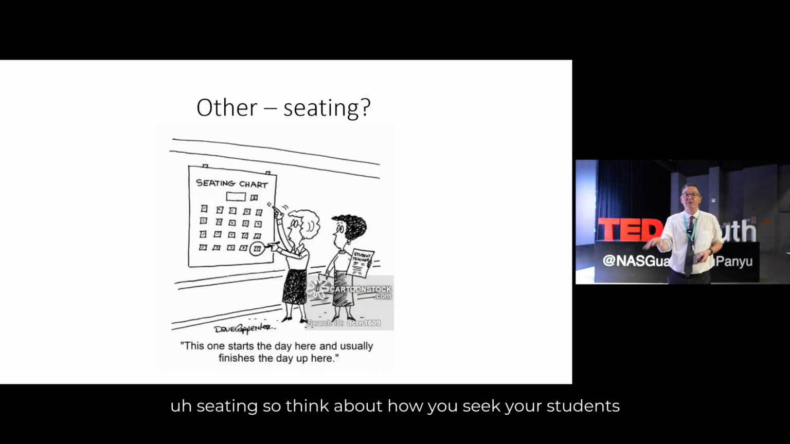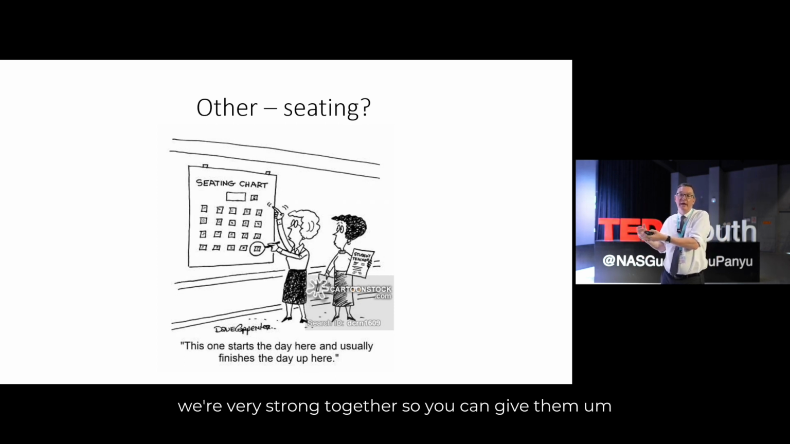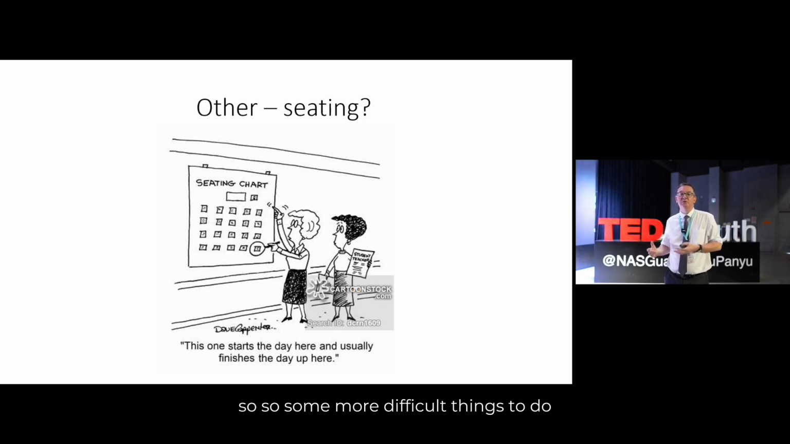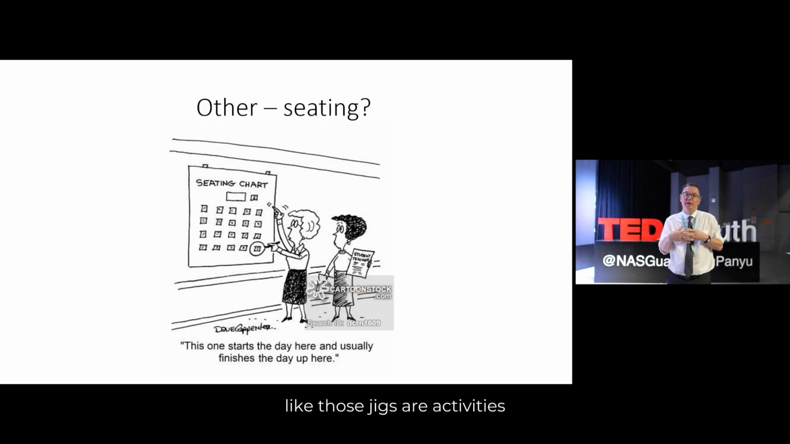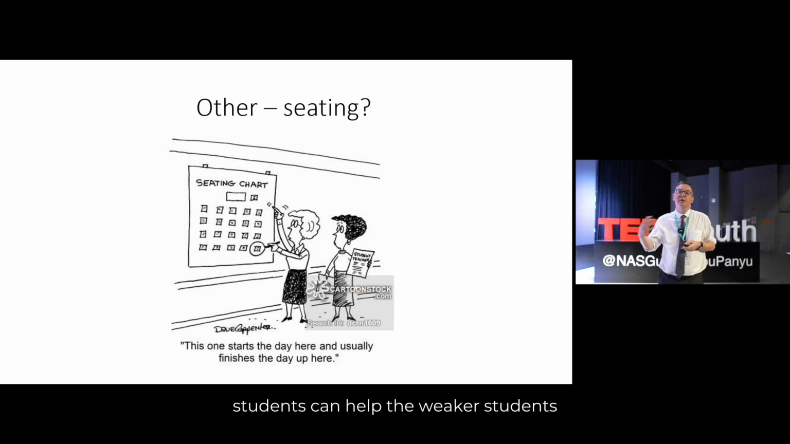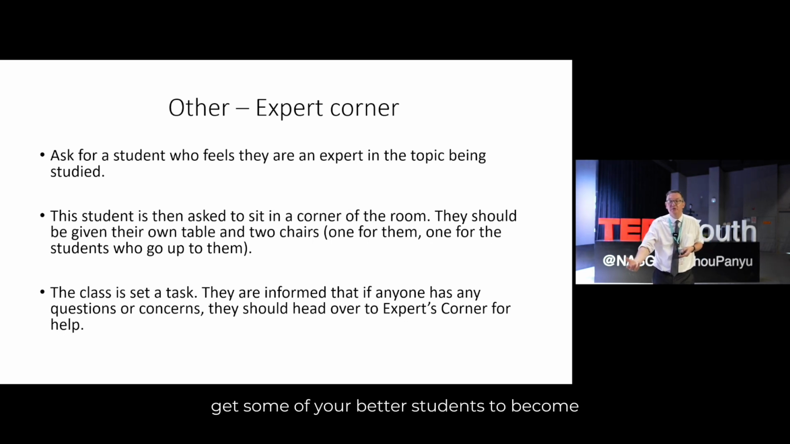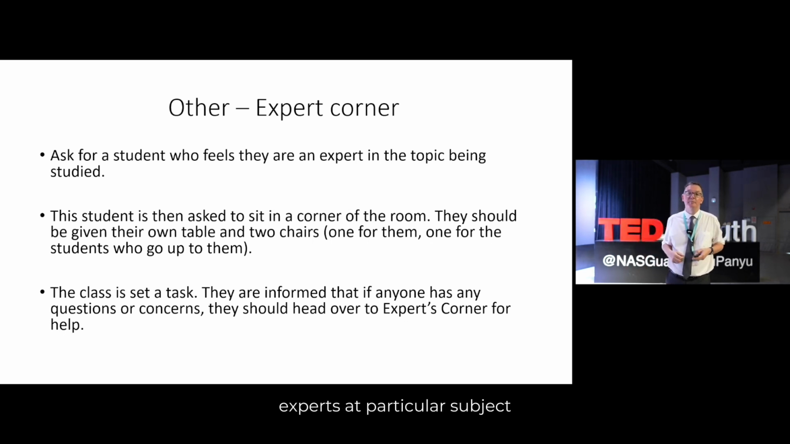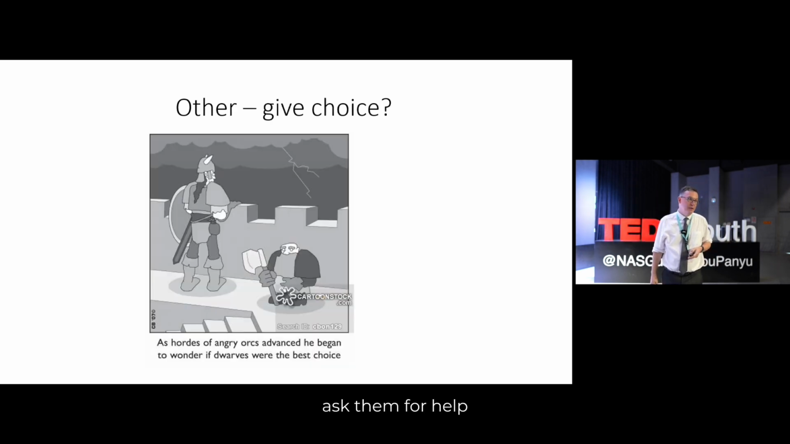Seating, so think about how you seat your students. Sometimes you'll deliberately sit students who are very strong together so you can give them some more difficult things to do. Sometimes you're going to seat the weaker students together so you can give them more help. Sometimes, of course, you're going to mix them together like those jigsaw activities so some of the stronger students can help the weaker students. Have an expert corner, so get some of your better students to become experts at a particular subject. They can sit in a corner so other students can go and ask them for help.